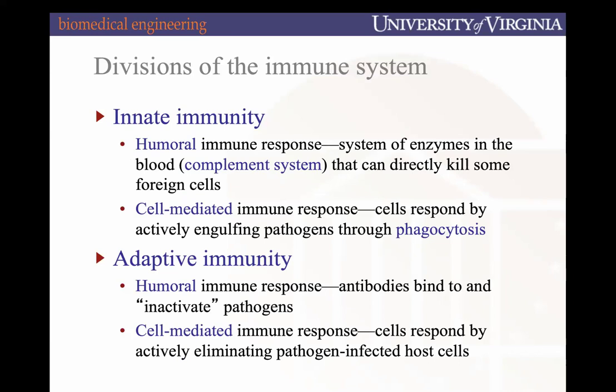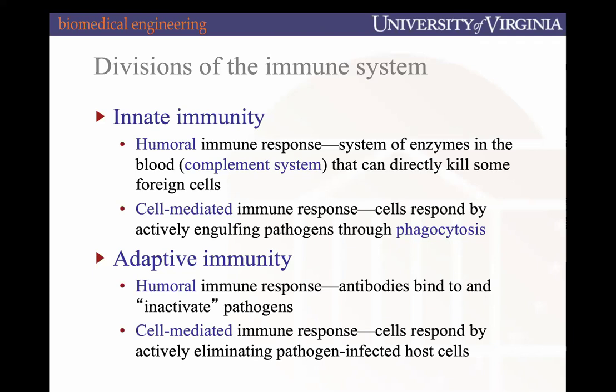So we're going to break this down into a cell-mediated component and a, for lack of a better phrase, bodily fluid component, primarily in the blood, but also elsewhere. For innate immunity, the humoral component is something that's called the complement system. There are a set of enzymes that are meant to try and directly kill either some foreign cell or some sort of foreign pathogen. And the cell-mediated response, typically, for innate immunity is cells respond to foreign pathogens by actually engulfing them through a process called phagocytosis.